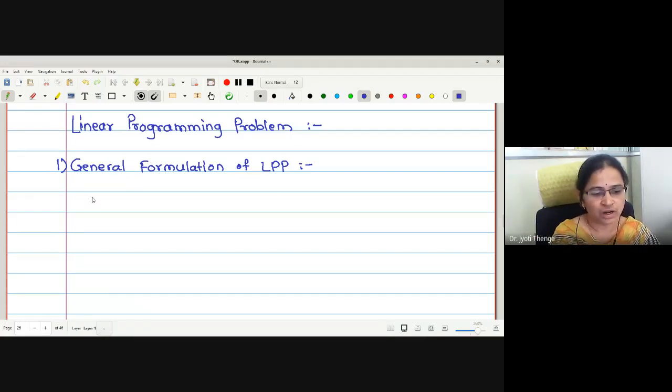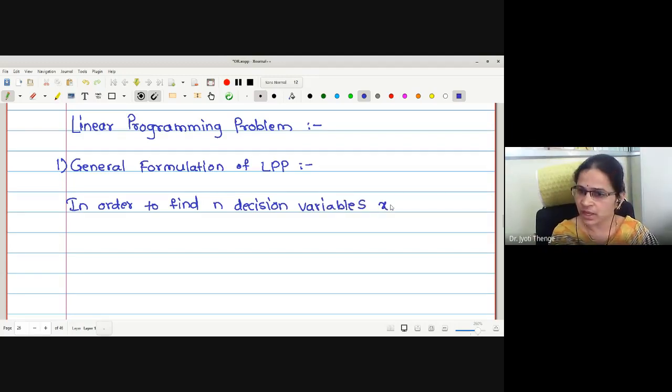Therefore, here now what I will write as a general formulation is, in order to find n decision variables. Decision variables means the variables whose values we want to find.